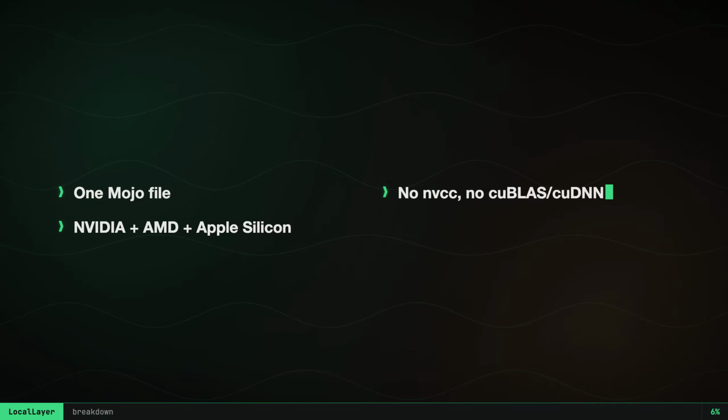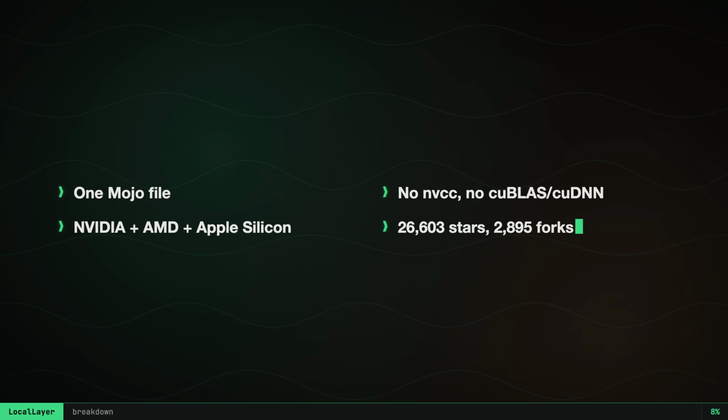The project isn't some weekend side thing either. Modular's GitHub repo sits at 26K stars and 2,895 forks, with commits landing as recently as yesterday. That's real signal for how much active work is going into this, not just marketing. This is a fast-moving, actively maintained compiler, not an abandoned experiment.